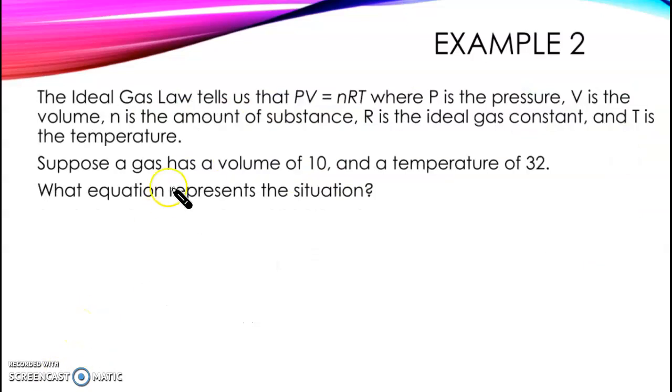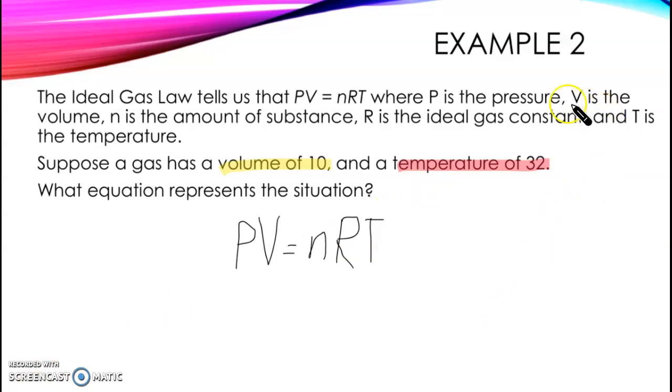Let's try another one. We've got a lot of words here that are basically representing this equation. We, at this point, don't need to know what this equation fully represents, but it says PV equals nRT. It tells me what each of those letters represent. After that, let's see what other information we're going to have to plug in. So suppose it has a volume of 10 and a temperature of 32. So I'm going to plug those into the PV equals nRT equation.